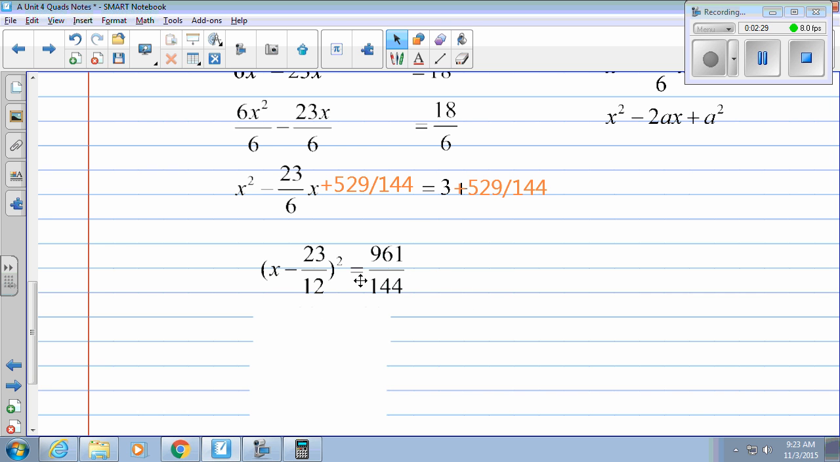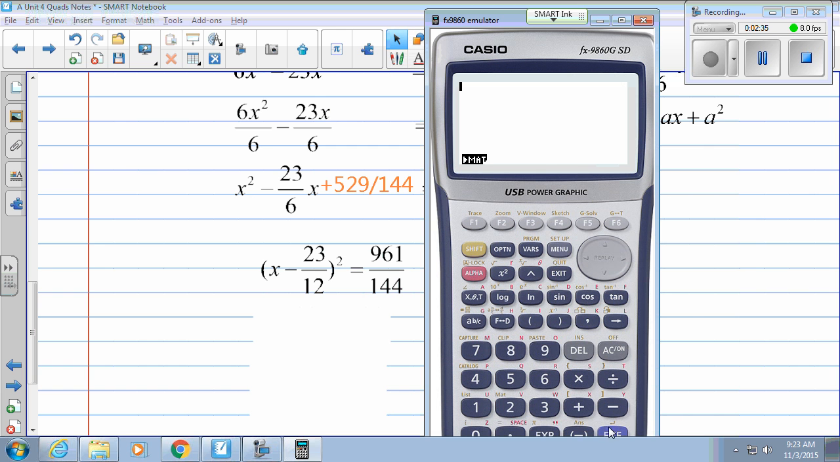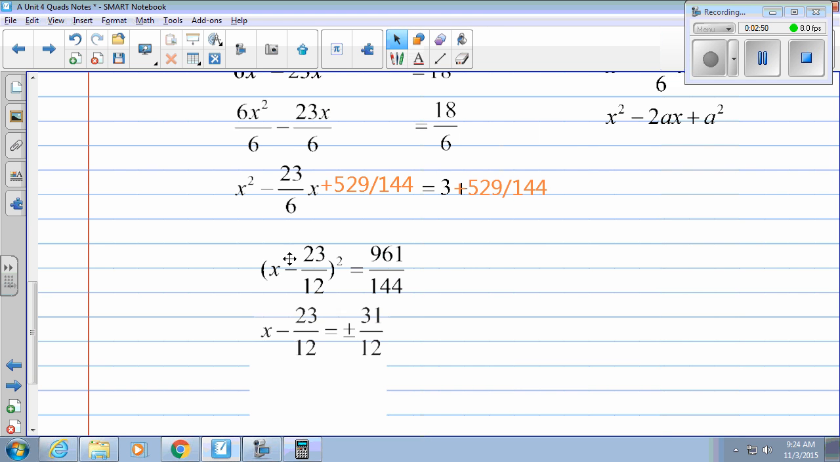And when I add 3 plus 529 over 144, I get 961 over 144. Just a quick sidebar, you can do this in your calculator. 3 plus 529, and remember, this button right here is your fraction bar. It gives you 961 over 144. So once you have that, you can solve it by taking the square root of both sides.